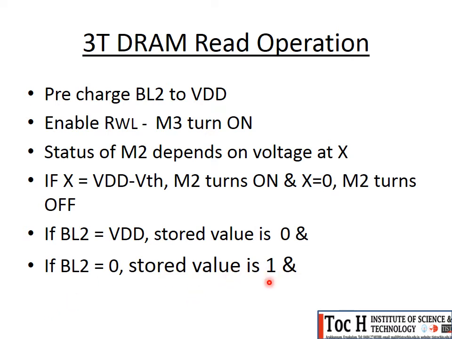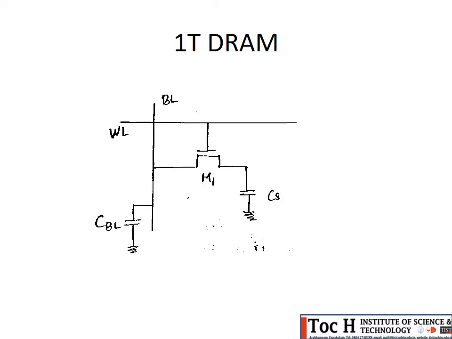Okay, so I hope you got a clear-cut idea regarding the 3T dynamic RAM cell structure, its read and write operation. With that idea, we can move on to the second configuration of dynamic RAM, that is the structure of 1T DRAM. This is the structure of 1T DRAM.